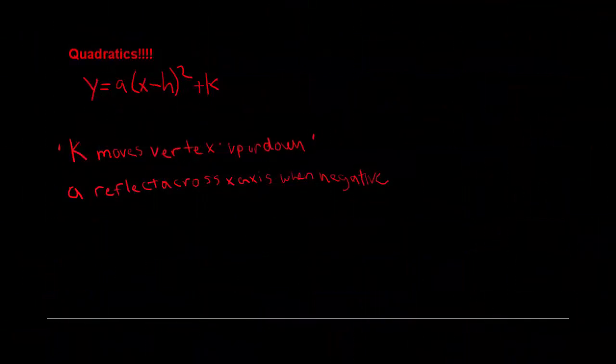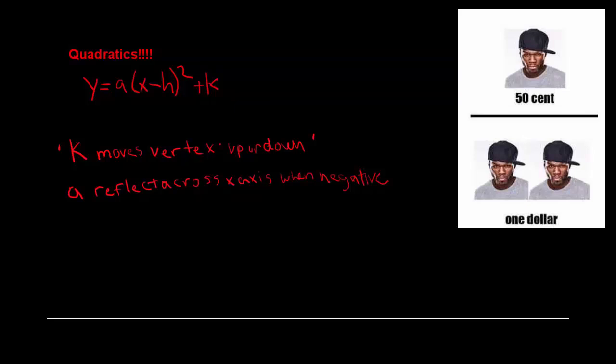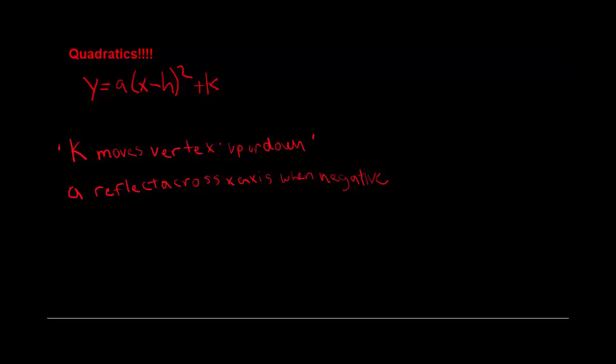So yesterday we learned about the value k and what it does to the parent graph. We learned that if we add a number on the outside, it will move the graph up. It'll move the vertex's y value. And if we subtract a number, it moves the vertex down.